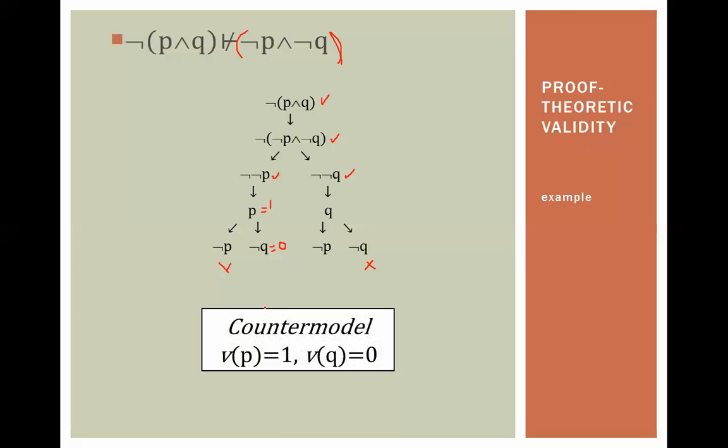And so the counter model will look like this. The truth value of P is 1, and the truth value of Q is 0. I could also do a counter model for the other branch right here, where the truth value of Q is 1 and the truth value of P is 0. The reason you can do that is there's more than one way for this to be false. There's more than one way to mess this up. You can assign truth values to P and Q in more than one way and have this thing be wrong. So that's what a counter model is, and that is the end of proof theoretic validity.